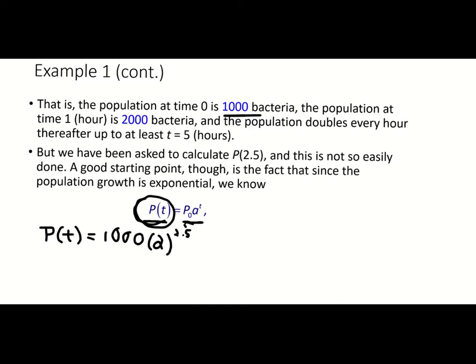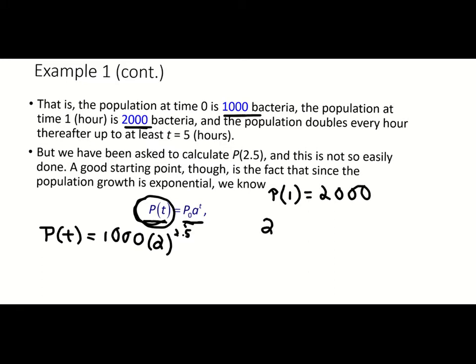Now, let's say you're not sure what A should be. Maybe they don't say it doubles, and you're not sure what you should use for that base. What you can do to solve that, and I'm going to show you so that you can see, is we know we have enough information. I know P of 1 is 2,000. So I can write an equation.